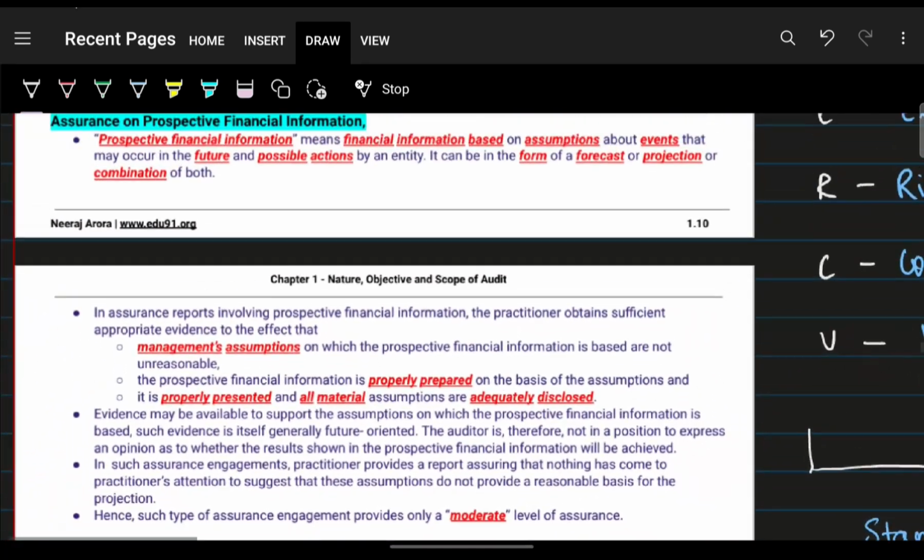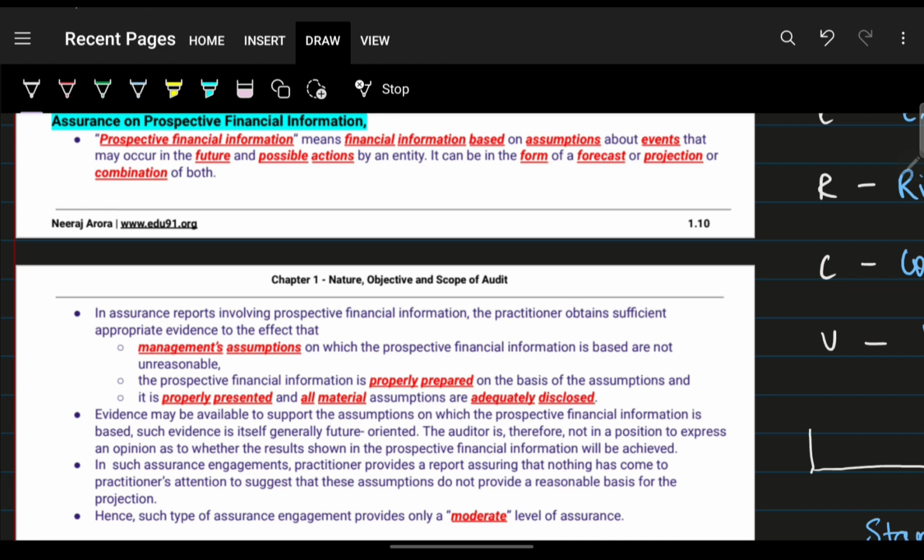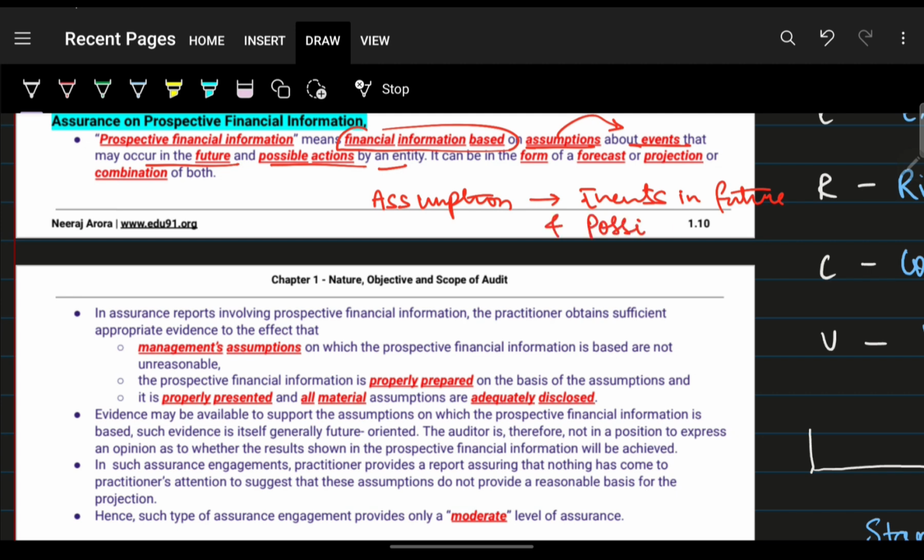Okay, so here, prospective financial information is the financial information based on assumptions about events that may occur in the future and possible actions by the entity. So it is assumptions about events in the future and possible action by an entity, right? Next, it can be in the form of a forecast or a projection or a combination of both.